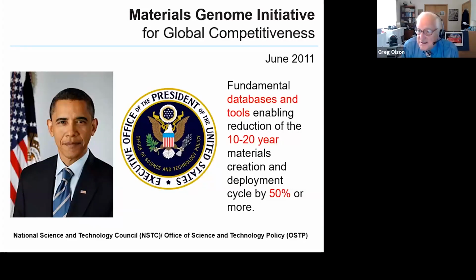The context of this technology is the National Materials Genome Initiative. That's a presidential initiative announced by President Obama a decade ago, intended as a decadal initiative, but in fact, a recent National Academy study has recommended that it continue for another decade. And the overarching goal of this initiative is to build out the databases and tools that would allow us to take what has been historically a 10 to 20 year materials development cycle and compress that by at least 50%.